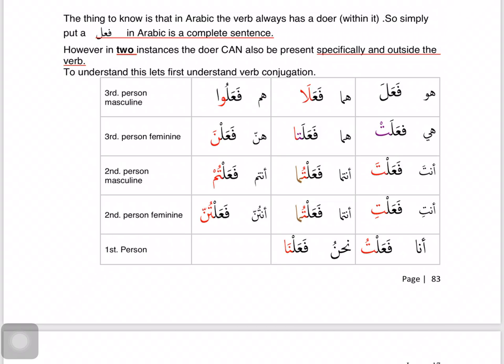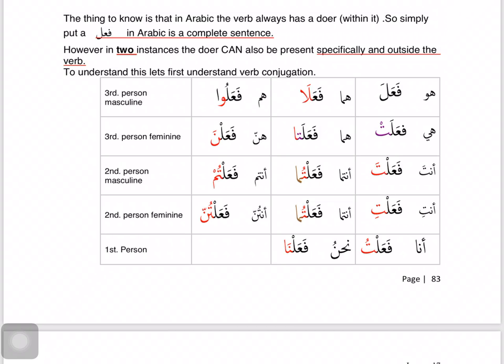So in dhahaba, what is the lam radical? It's the ba letter. It should have a sukoon. So from dhahabna till the end, the ba will always have sukoon. But before that it has fatha. Dhahaba, dhahabat, except in hum because of the waw, dhahabu, dhahabta.